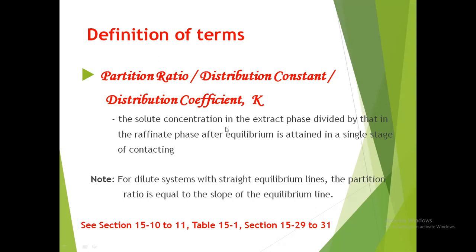This is the most commonly used term to refer to K, the distribution coefficient. Now, for dilute systems with straight operating lines, this partition ratio K is equal to the slope of the equilibrium line itself. So your M for your equilibrium line is the K for dilute systems. Again, what are these dilute systems? These are systems in which the concentration is less than 10%. Please refer to this section in your handbook and to this table, because the table gives you the different distribution coefficients for the systems that are indicated. So check the sections that are emphasized in the slides here.